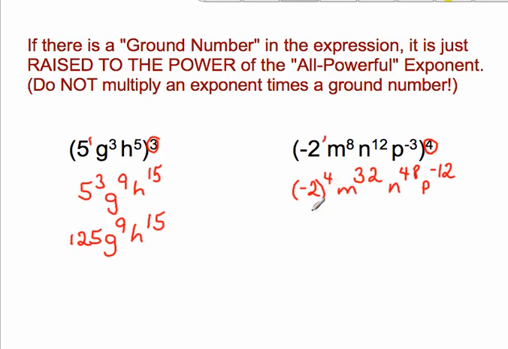The last thing we have to simplify is this negative 2 to the 4th power. So that's negative 2 repeating 4 times. Since it's even, that tells us it's going to be a positive 16. So it'll be 16 m to the 32nd, n to the 48th, and p to the negative 12th.